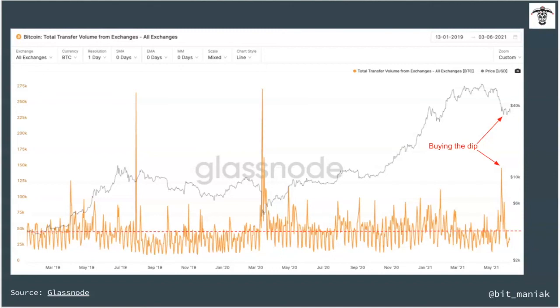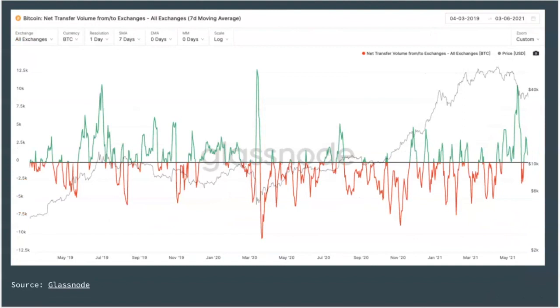For example, right here, I've highlighted in red when the price crashed down to about $30,000, and a lot of people jumped on the opportunity to buy the dip. So they bought the coins on an exchange, and then they transferred their coins off the exchange. But we can really see that quite clearly by looking at that metric. So what's also useful is to look at the net balance between the inflows and the outflows. And if you're trading with a very short time horizon, it's useful to look at inflows and outflows independently.